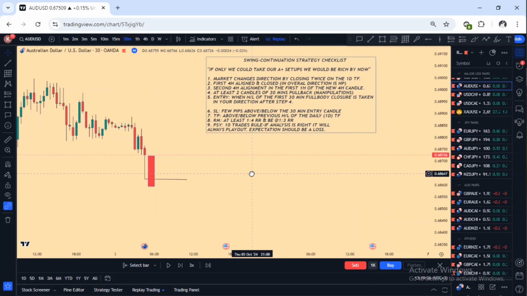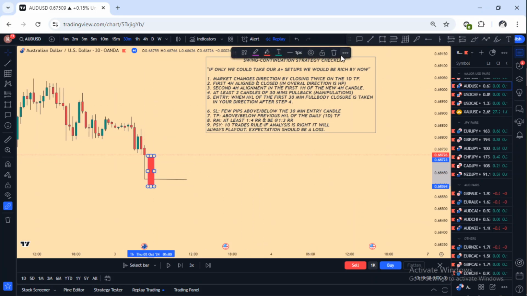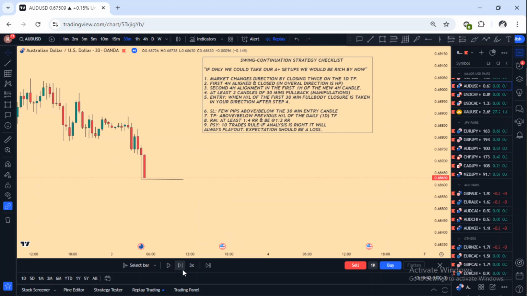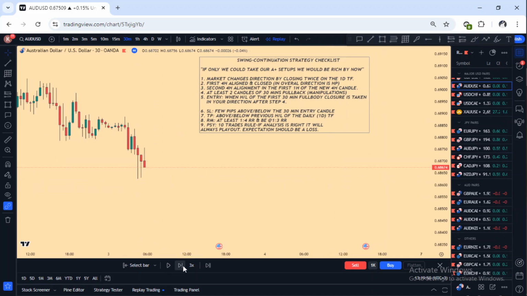So now we are checking alignments. The first one nearly aligns, but it doesn't. So you don't take the trade. It means there's a possibility of pulling back. So it starts to pull back, which is okay. You can see this high has been taken, so we are starting to pull back.